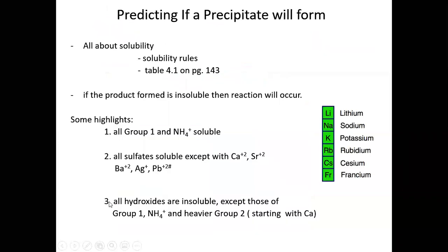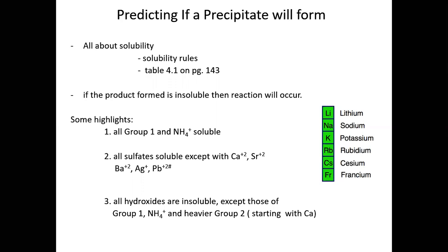Now there's an extensive chart in table 4.1. I'm not exactly sure if it's still on page 143 or not, but if you take a look, table 4.1 in your chapter 4 gives you an extensive list of soluble and insoluble salts. And I strongly recommend that you make flashcards. On one side you can have the anion, for example, and on the other side you can say what is soluble or what is not soluble.